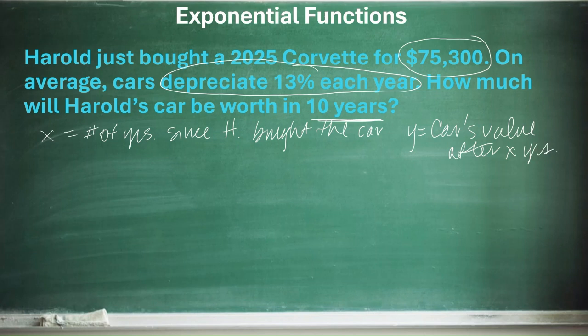Okay, so now this is a basic exponential function because we're losing a percentage. So our basic exponential equation looks like this: Y equals A times B to the X, where A is our starting value and B is our base. So I think the hardest part is actually finding B. So let's go ahead and figure out what that would be.